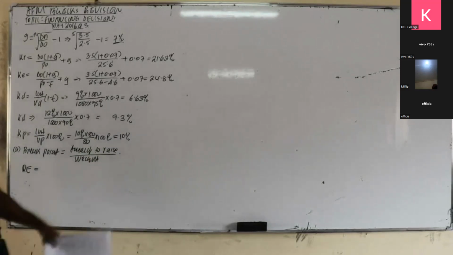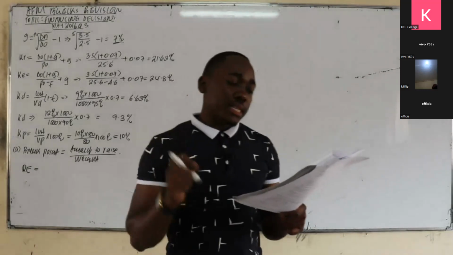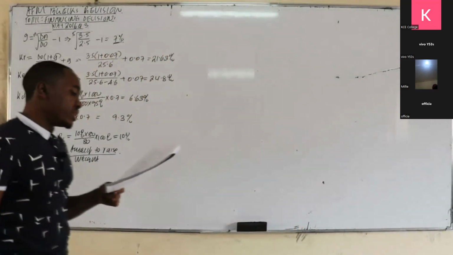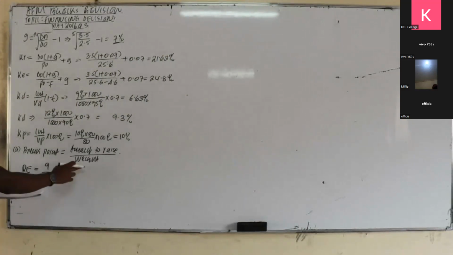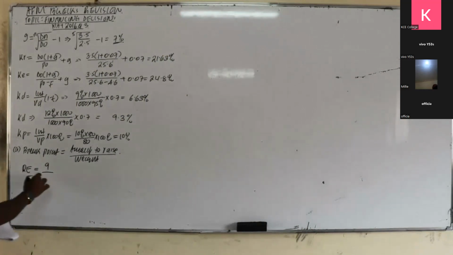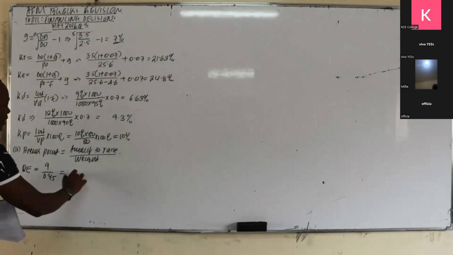Can we go back to note number 1? The company had 9 million available from the retained earnings as at 1st of January 2016. So the retained earnings is 9 divided by the weight. Retained earnings is part of the equity. Note number 6, the equity capital is 45%, 0.45. You get? I get 20 million.